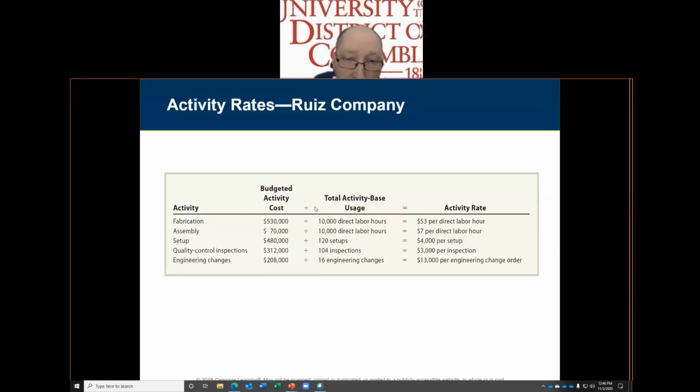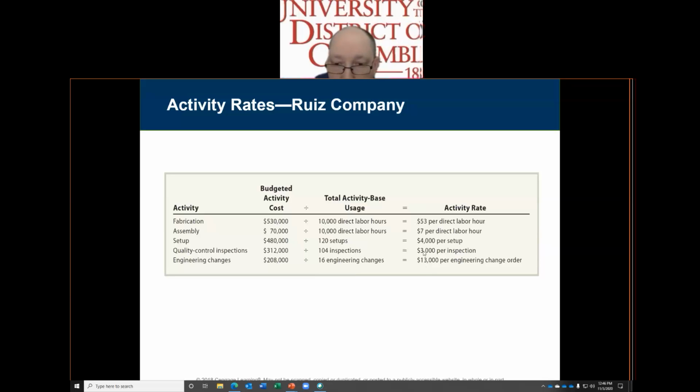So now that we've figured out what our activity-based usage is going to be, we take our budget for each activity, divide it by the expected usage for each activity to get the activity rate for each activity. So what do we have here? $53 for fabrication, $7 for assembly, $4,000 for setup, $3,000 for inspections, and $13,000 for engineering changes.